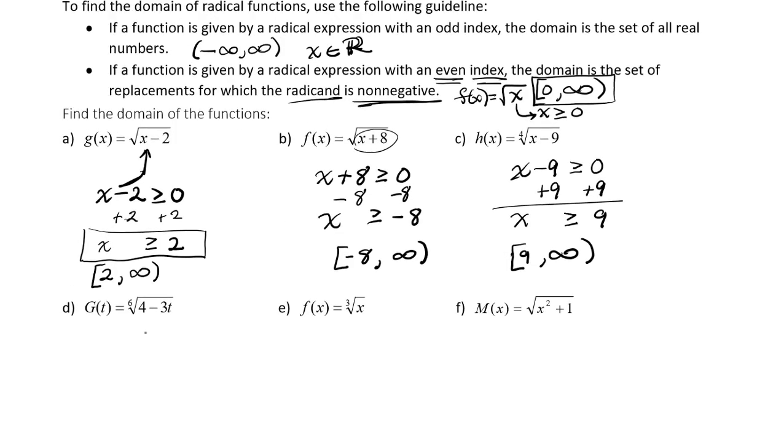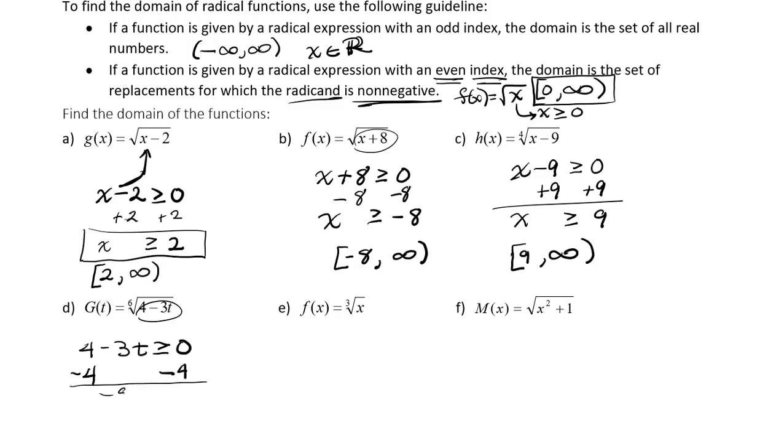Let's take a look at these last three. G of t is equal to the sixth root of 4 minus 3t. We take the radicand, 4 minus 3t, and we say this must be greater than or equal to 0. If we isolate t, we can figure out what values of t will make the radicand stay positive. Let's first subtract 4 from both sides.